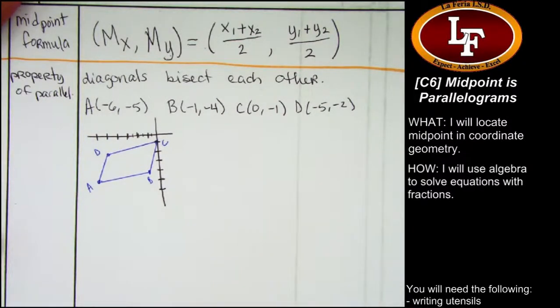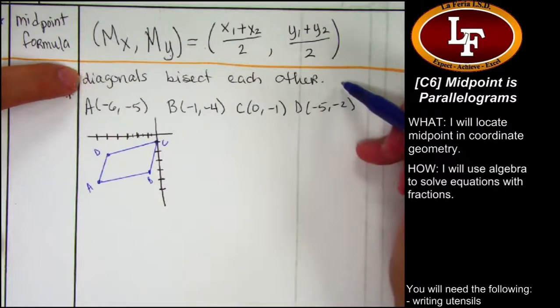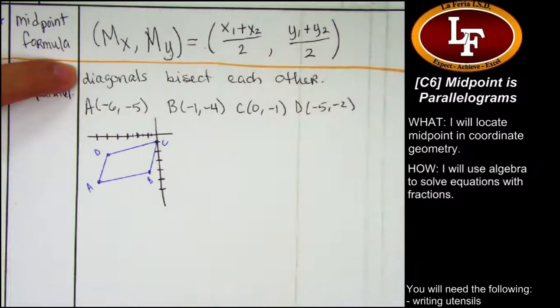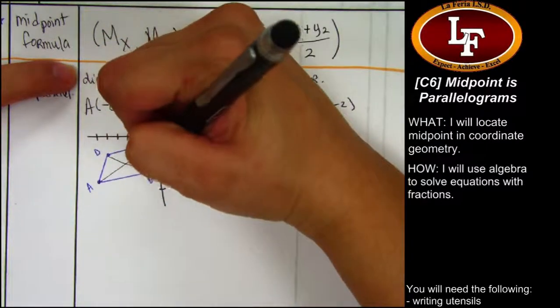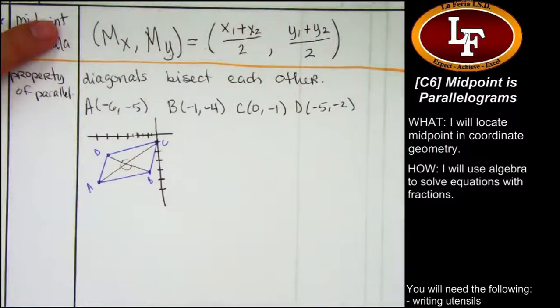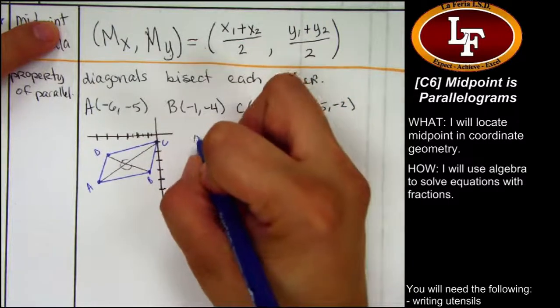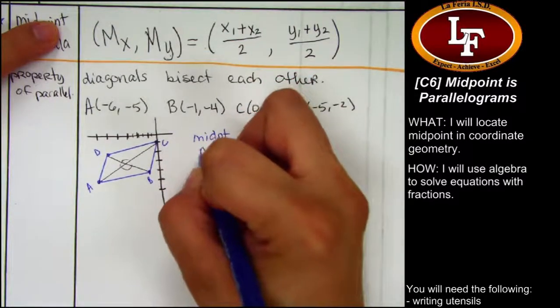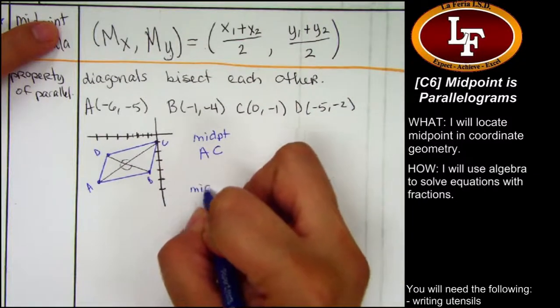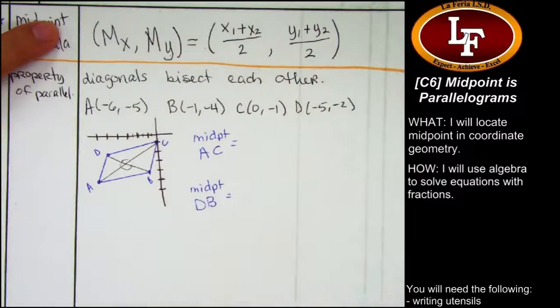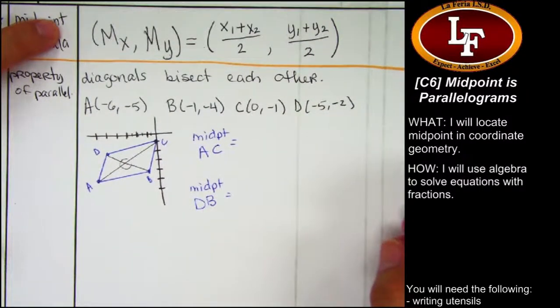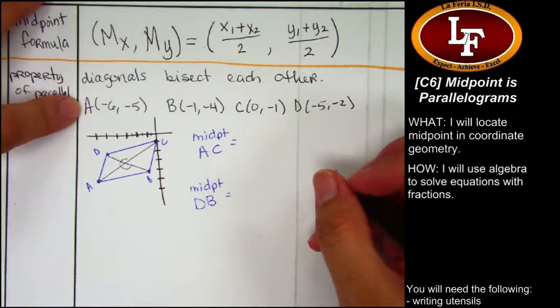The way we're going to confirm this is by using this idea that diagonals bisect each other. That means that if I were to draw the diagonals that go from corner to opposite corner, whatever point this is, they're going to share it. And that is going to be the midpoint of each of these segments. So I'm going to find the midpoint of AC, and then I'm going to find the midpoint of DB, and I'm going to compare them. And if they are the same value, then they bisect each other, they share a midpoint, and so this thing is a parallelogram by definition.